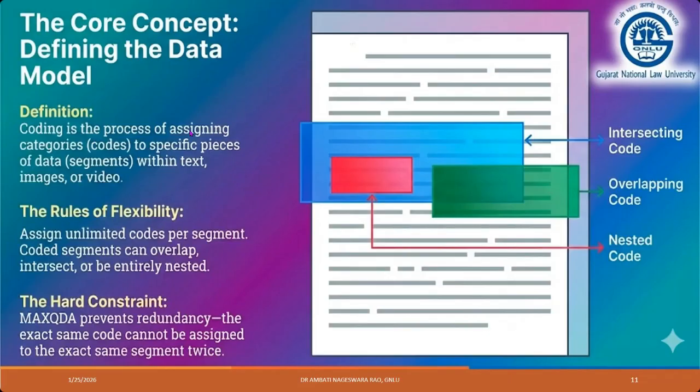Coding is the process of assigning categories to specific pieces of data within the text. It can be text, it can be image, it can be social media, or it can be your video. Okay, you can assign a number of codes for the interview transcript, as many as you can go through, but you cannot assign the same code to the same data segment. You can give a number of codes for the same data segment, but you cannot give the same code twice for the same data segment. Okay, so let's see how to do it with the help of the MAXQDA software.